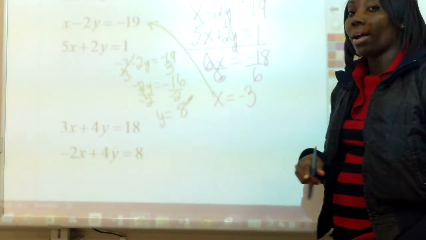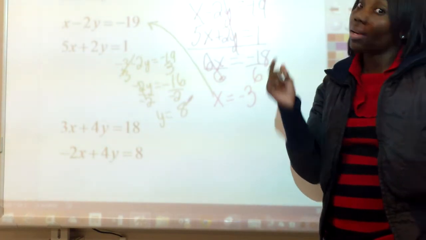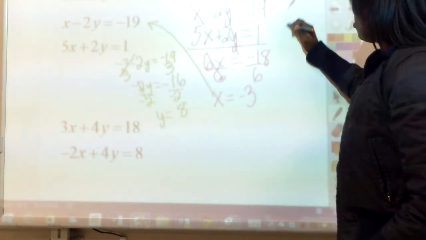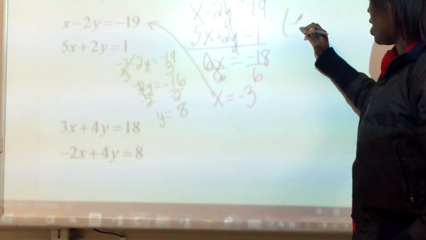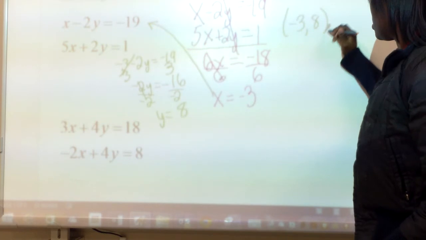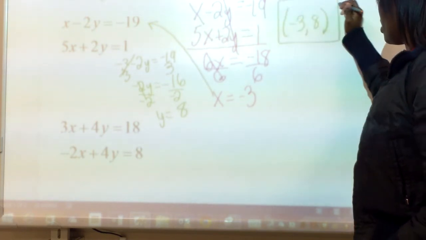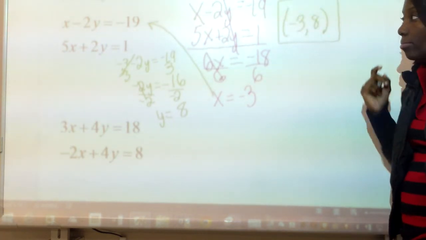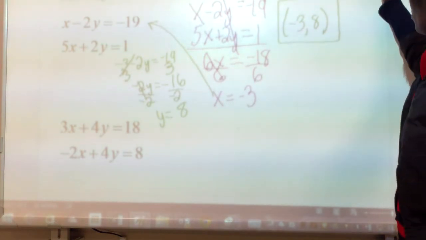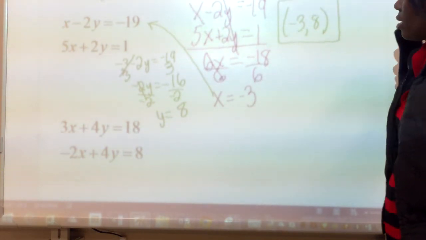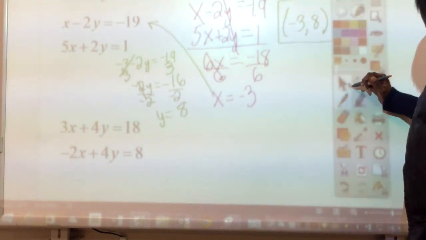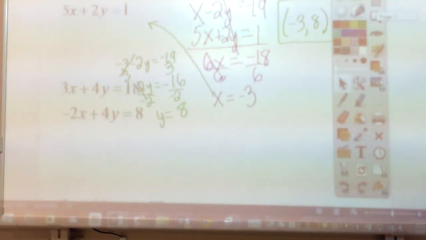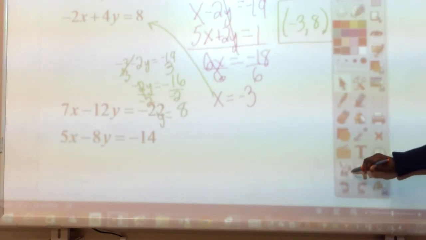And so remember, we write our answers in what? Coordinate pairs. So we have our ordered pair of negative 3, 8, and there is the answer. Hopefully you got that. Give me a second to write it down. Pause if you need to. And we're going to move on to the second one.